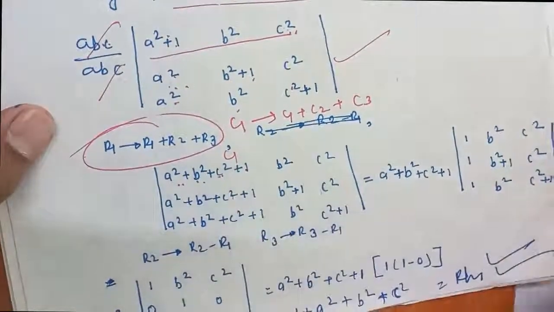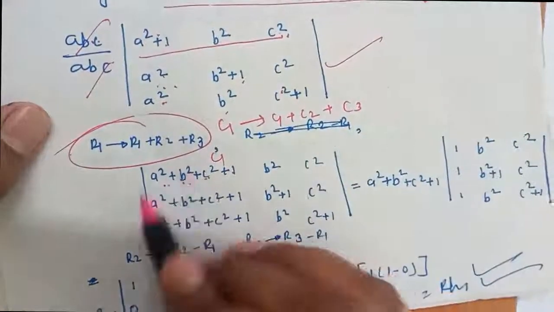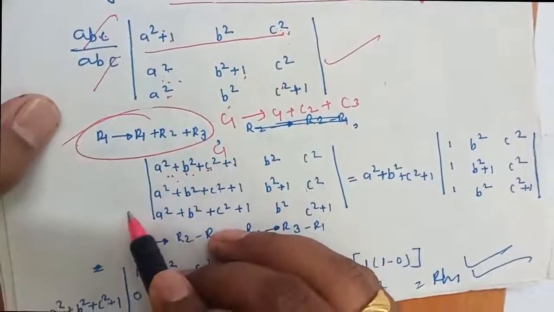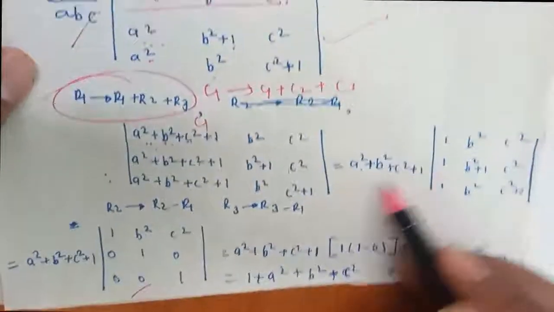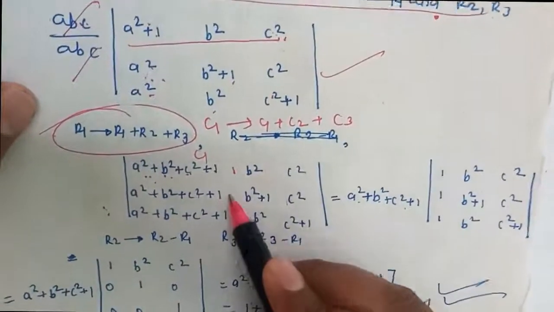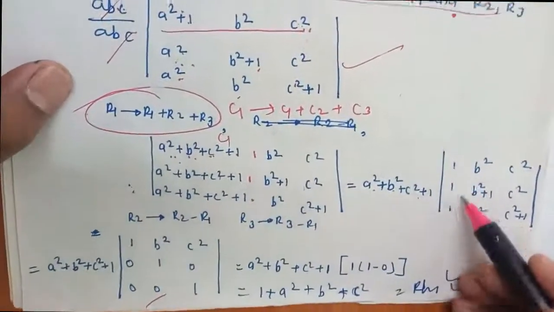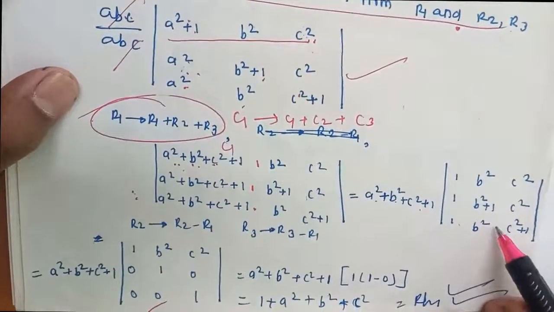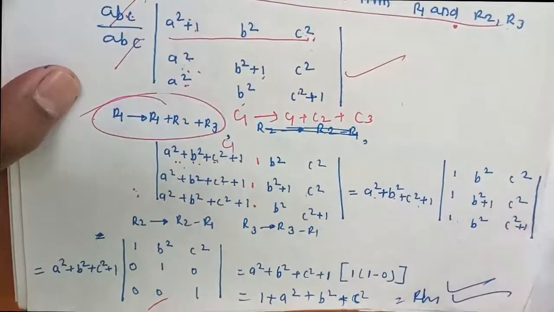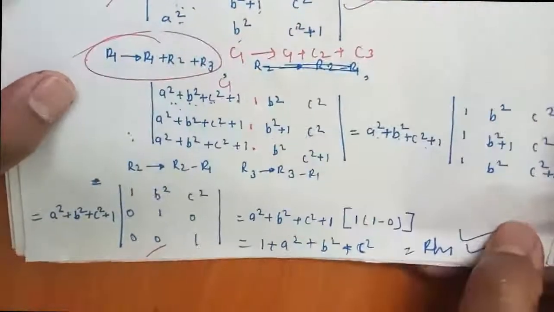I have the similar elements, and we know that once we get similar elements, I can take the common. So once we take the common, A square plus B square plus C square plus 1 comes out. So it will be 1, here also 1, here also 1. So 1, 1, 1 is the first column. B square plus 1, B square is the second column. C square plus 1 is the third column. Now this is the determinant I got.